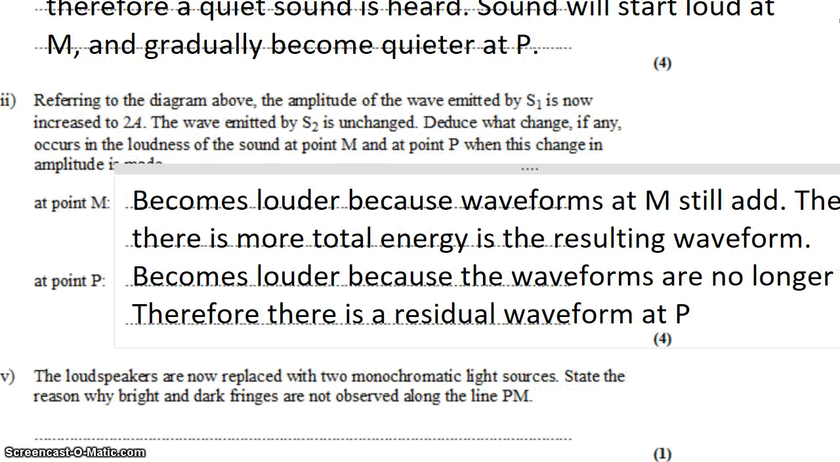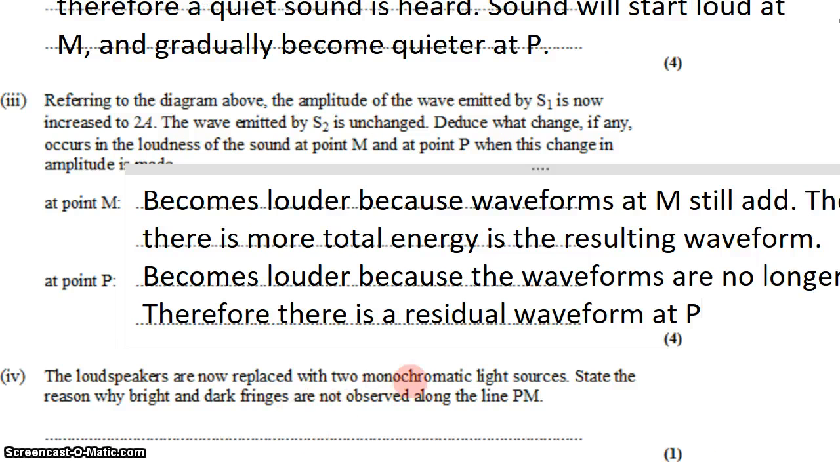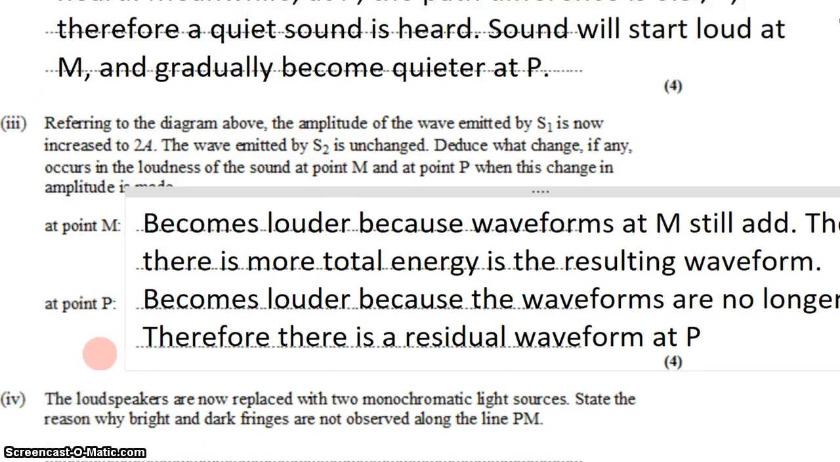All right, moving on to the last question. The two speakers are now replaced with two monochromatic light sources. State the reason why bright and dark fringes are not observed along the line PM. Bright and dark fringes would be the light analog of these loud and quiet sounds that we're hearing. Bright and dark fringes are the result of superposition for light. And the question is implying that the phenomenon that we observed for sound is not going to happen with light. And they want us to explain why.